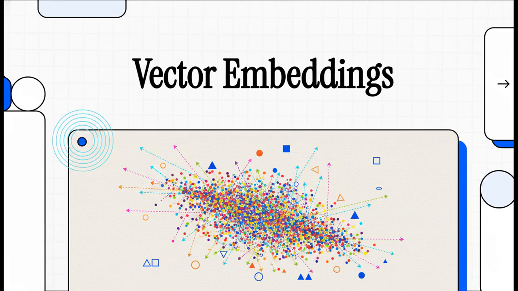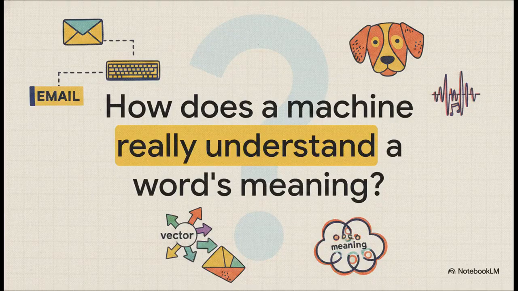Today, we are going to break down one of the most important ideas in all of modern AI. It's this hidden engine that powers so much of the tech you use every single day. We're talking about vector embeddings. So let's just get right into it.